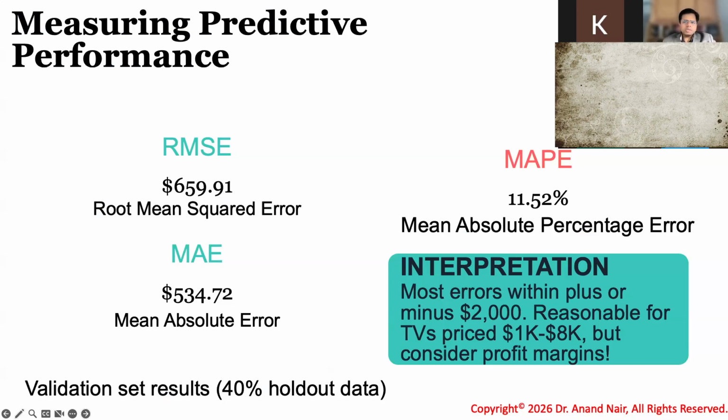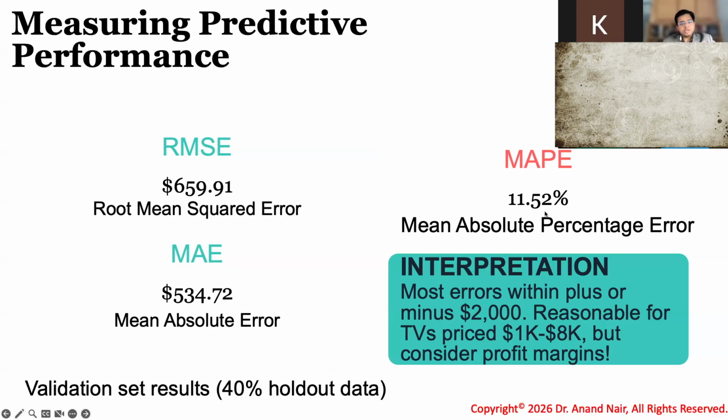Now, how good is the model? Obviously, multiple metrics are there. RMSE of 659 will tell us that a typical prediction error is about $660. A typical prediction will be off by $660 in some sense. With TVs that range between 1,000 to 8,000, that's about 10 to 15% error that we expect from this, right? Which is what we also see in mean absolute percentage error. It's about 11.52%. Right? This confirms that the errors are around that range.